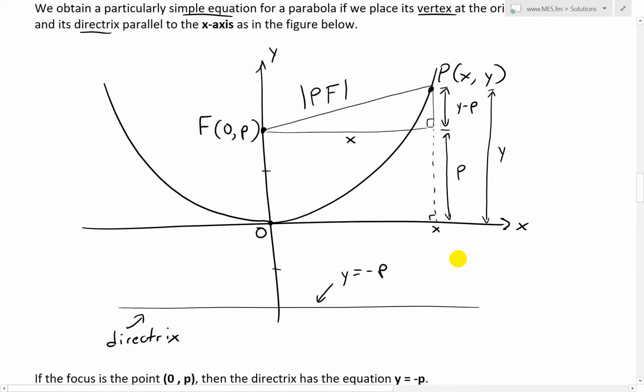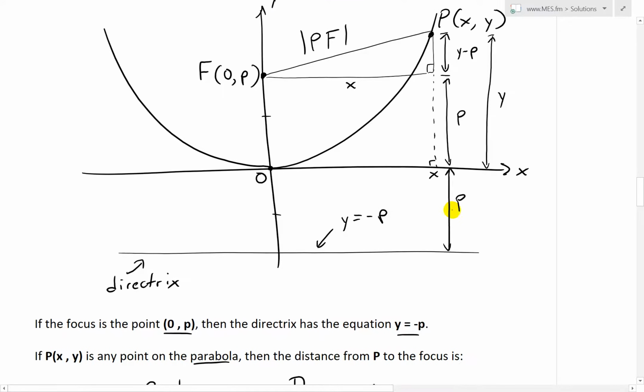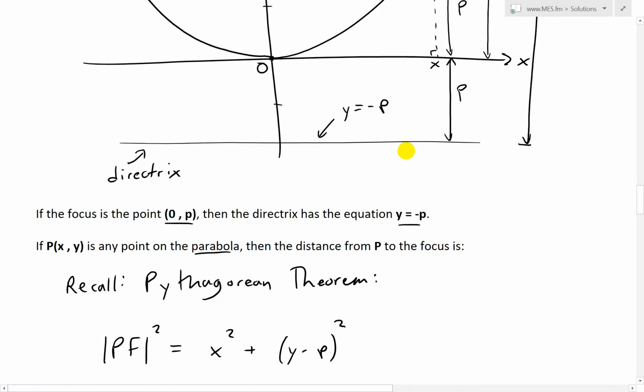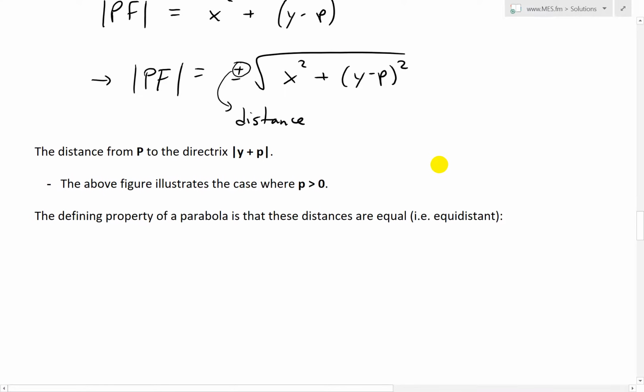That's because the distance from here all the way to the directrix, if we just keep extending it, we know that this distance across is P. So the full distance from here to here is just y plus P, or the absolute value of y plus P, in case we ever have a negative P. So the above figure illustrates the case where P is greater than 0.